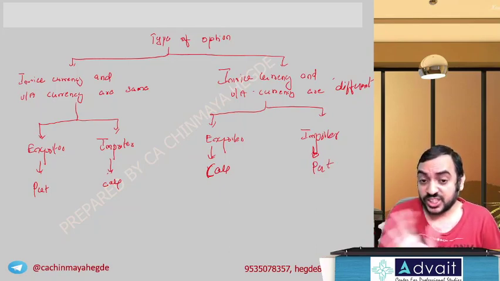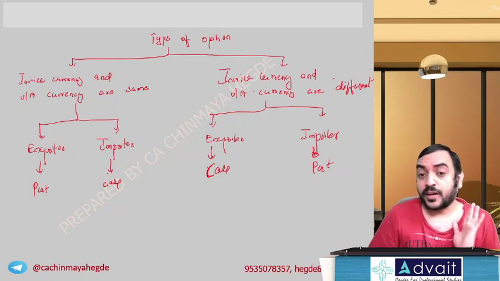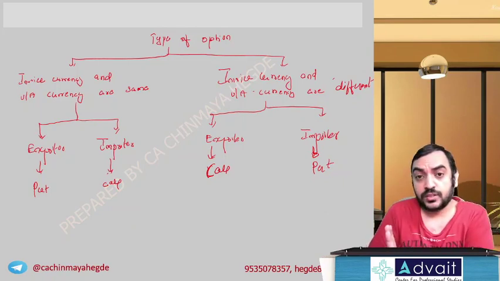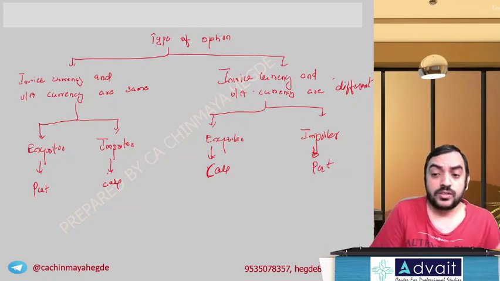This is a shortcut. This is not logical. Logical, think from underlying asset point of view. If underlying asset is coming in, then it is call option. If underlying asset has to go out, put option.